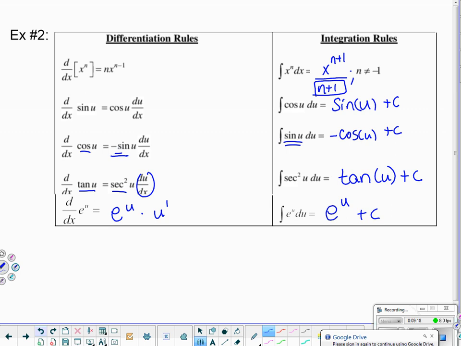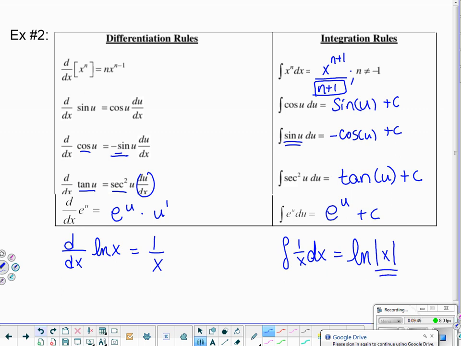The one that isn't on here that I think would be worth putting on our chart is the derivative with respect to x of natural log x. Well, we know that is 1 over x. So if I integrated 1 over x dx, that would give me natural log absolute value of x, because we have to make sure this stays positive in order to have a domain that's defined, plus c.